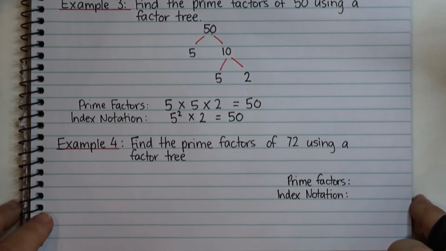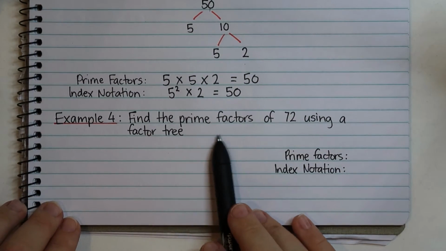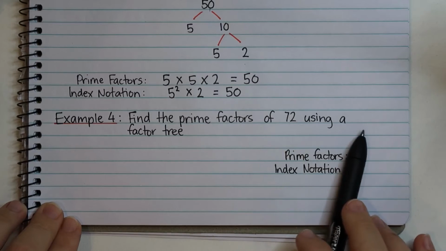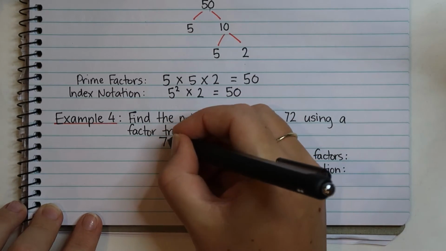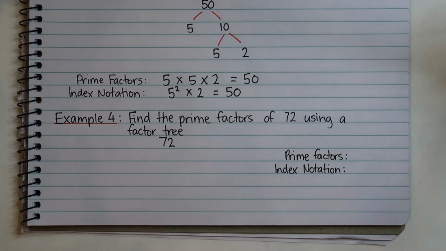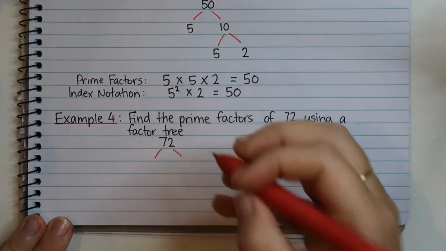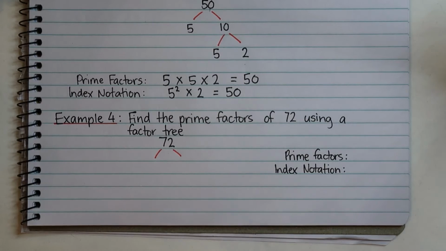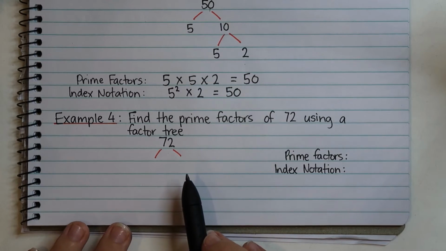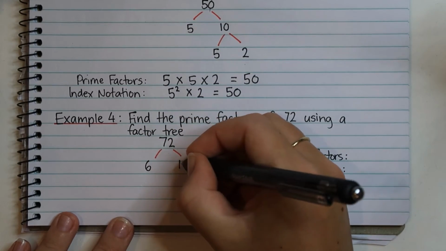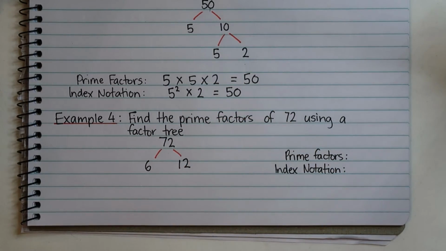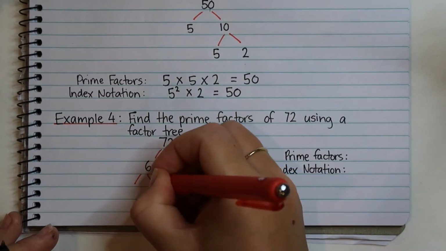So let's do one more example. Find the prime factors of 72 using a factor tree. So we start off by writing our number at the top, so we have 72, and I'm going to do 2 of my branches. So thinking of a factor pair for 72, I have thought of 6 and 12. These are both composite numbers, so I'm going to have to continue my branch.